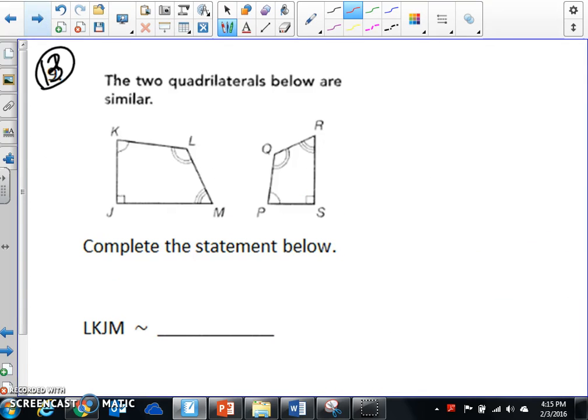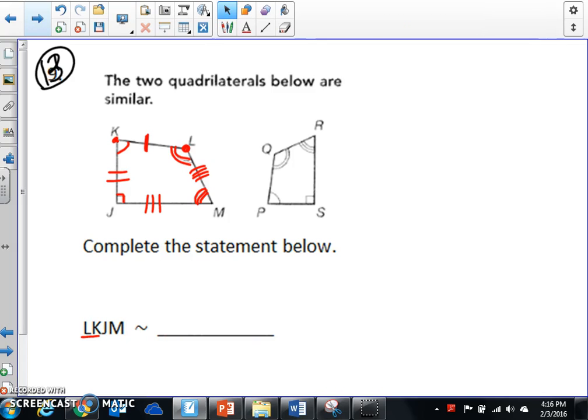All right, the 2 quadrilaterals below are similar. Complete the statement. All right, this is how you got to think. L to K, I start here. L to K, I went from 2 lines to 1 line. So that's going to be my first line. Then K to J, I'm going to put 2 lines. So that was 1 line to the right angle. J to M, I'm going to put 3 lines. And I could do this color coding if I wanted to. And then obviously this is the last one. We'll put 4.